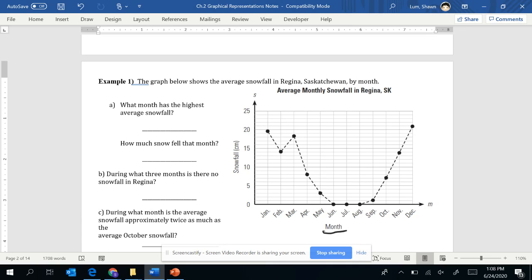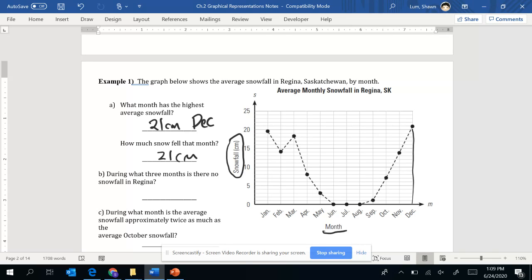typically the independent variable will be on the x-axis. Time is usually and always independent. It doesn't depend on anything. How much snow we're getting really depends on what time of year it is. So this is the dependent variable. So again, what month has the highest amount of snowfall? Well, it looks like it's December right here, and we see that it's at 21 centimeters. That's December. How much snow fell that month? Well, we already wrote it here, 21 centimeters.